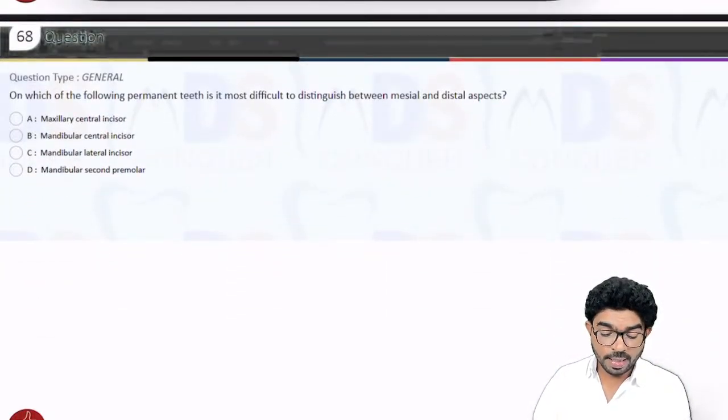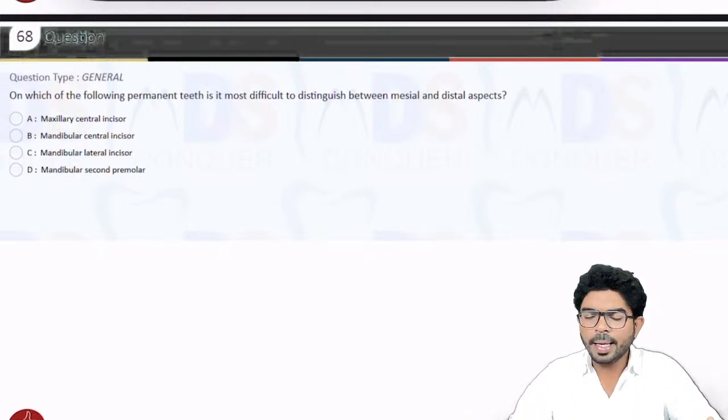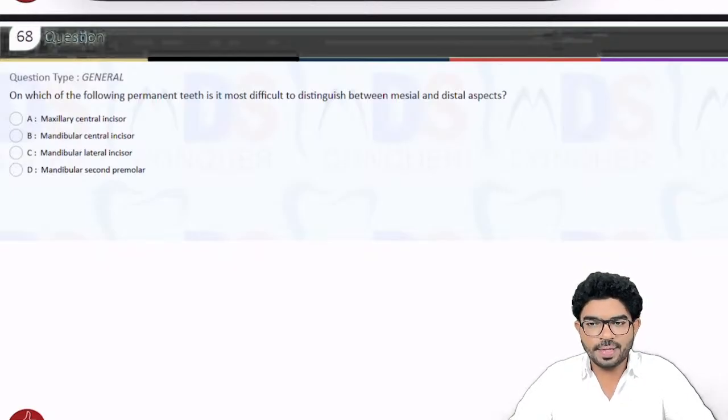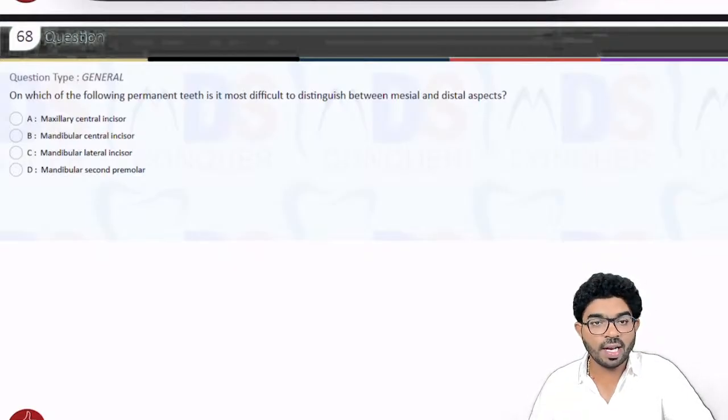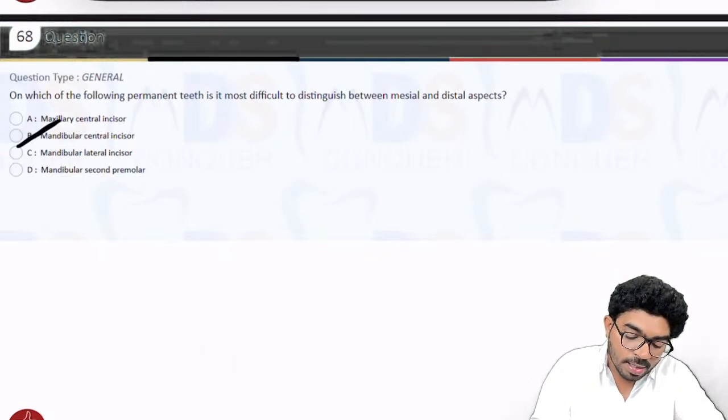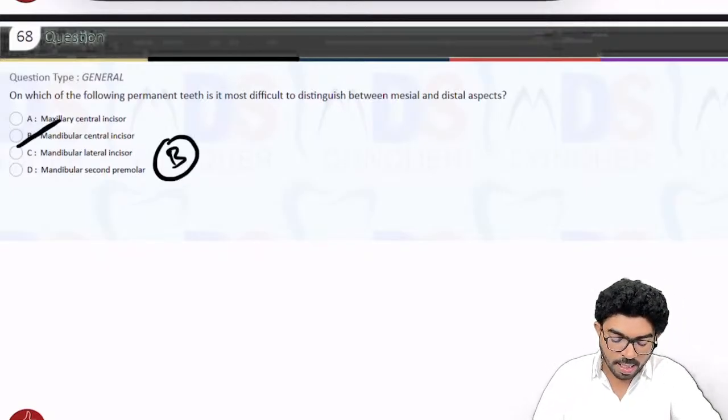Which of the following permanent teeth is most difficult to distinguish between the mesial and the distal aspects? Okay, again, this is an application-based question. Regularly, they'll ask which of the following incisors is basically impossible to differentiate between left and right once it is extracted, because the mesial and distal sides of the left and right mandibular central incisor look similar. That is why it is very difficult for us to differentiate these teeth, whereas other teeth we can easily differentiate. So the answer is the mandibular central incisor, option B.